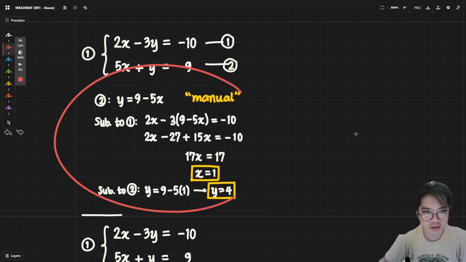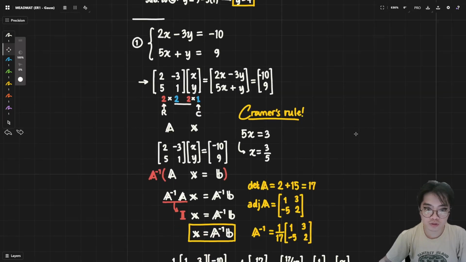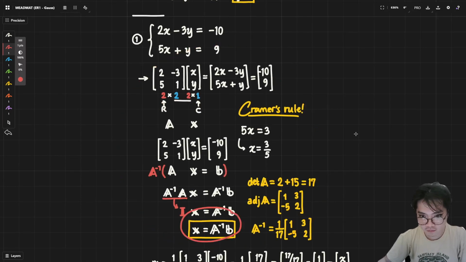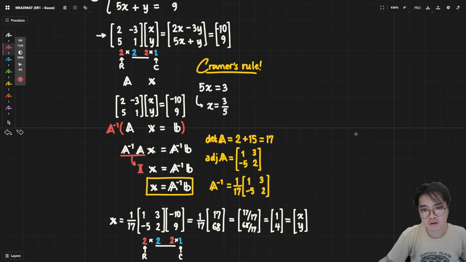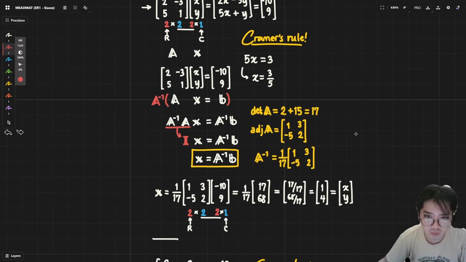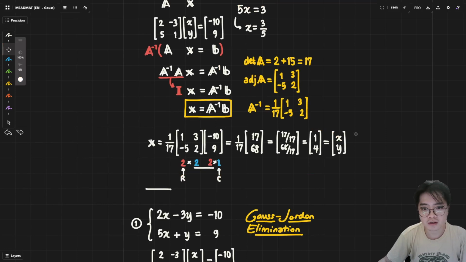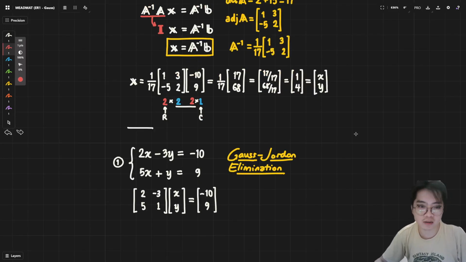Either you do the normal algebra version, or you do Cramer's rule, which requires you to create an inverse, which is easy enough for a 2 by 2 matrix. But what about a 3 by 3 matrix? A 4 by 4 matrix? What will happen then? The Gauss-Jordan elimination will now require you to just do a bunch of algebra to create basically a final result that is easy to read.